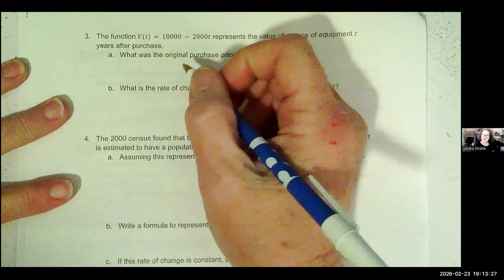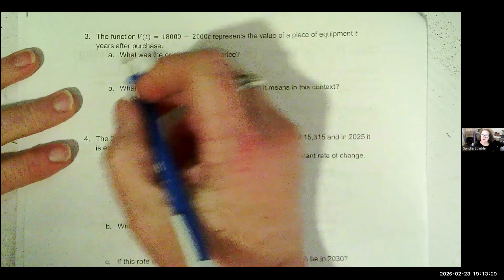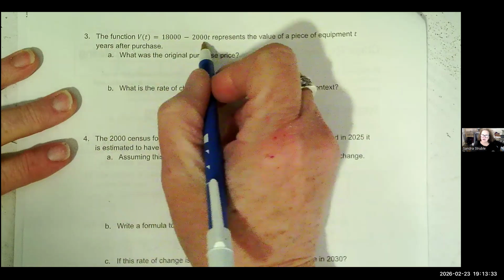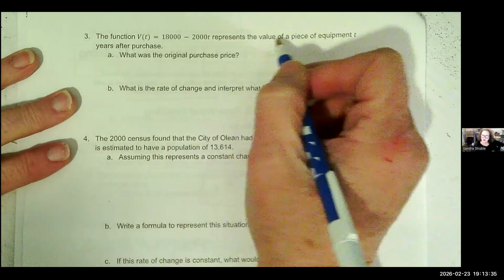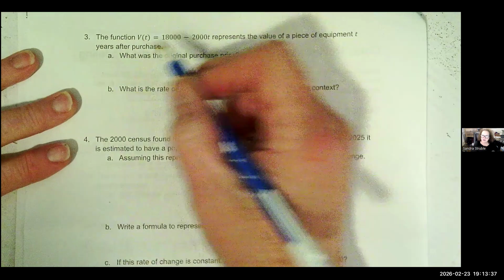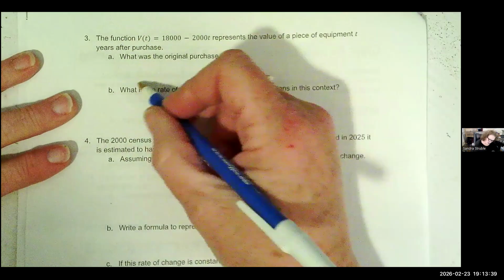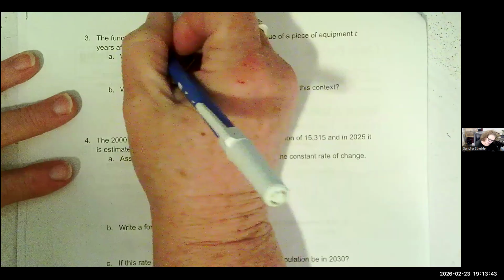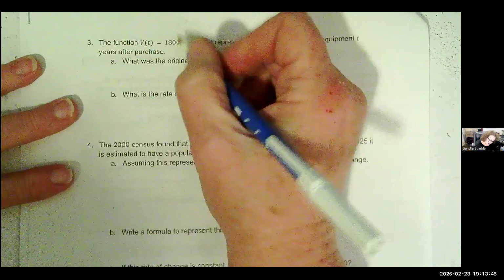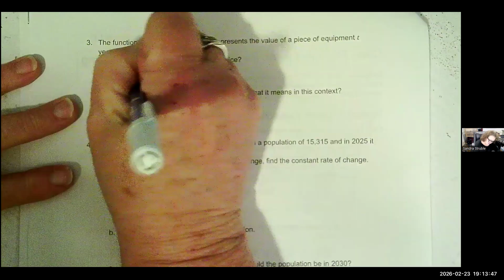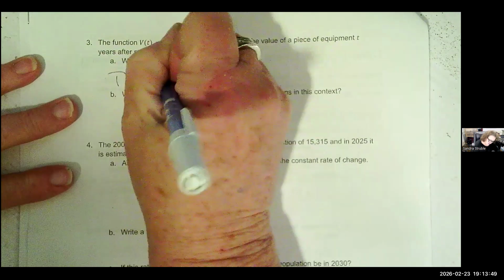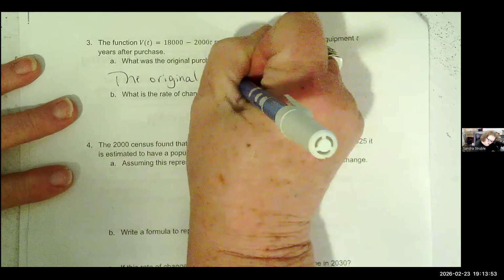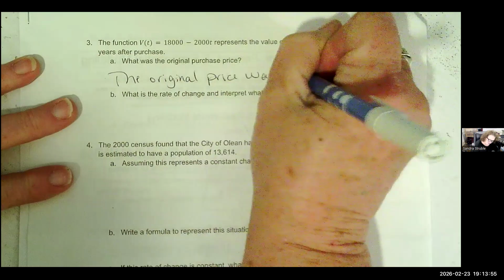The function v of t is equal to 18,000 minus 2,000 t. It represents the value of a piece of equipment t years after purchase. What was the original purchase price? Well, ending price is equal to the B, which is the initial price, and that's 18,000. The original price was, don't forget your dollar sign, $18,000.